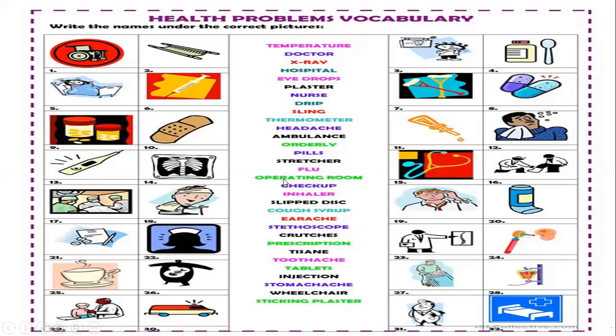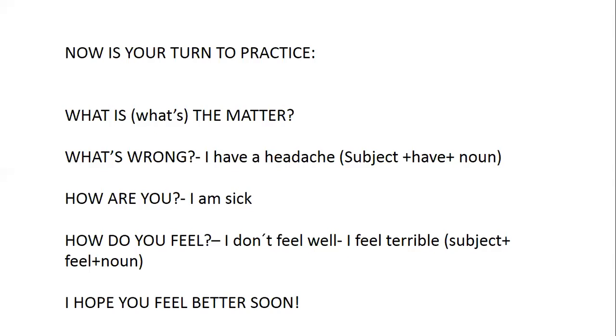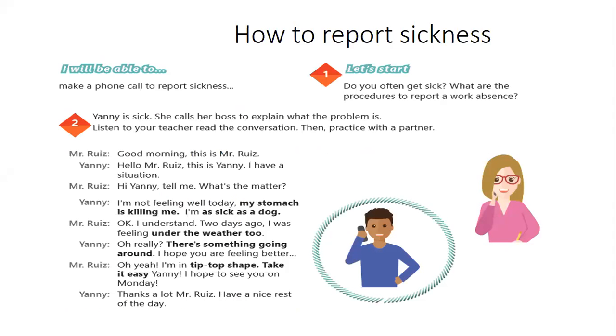Thank you. So, if you see, there are many new words here. So, I will ask you to please look for the new match and look for the new words and that you can practice them in order that you can memorize. So, now is your turn to practice. So, you can say, what's the matter? Or what's wrong? I have a headache. So, when I say I have a headache, I have the subject plus the verb have plus the noun. How are you? I'm sick. How do you feel? I don't feel well. Or I feel terrible, right? I hope you, and then the emphatic word is, I hope you feel better soon. So this is an expression.